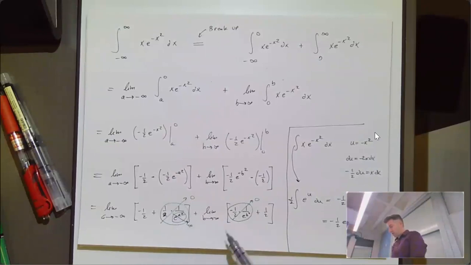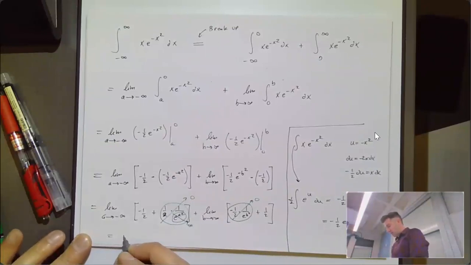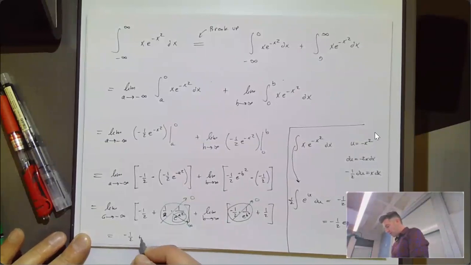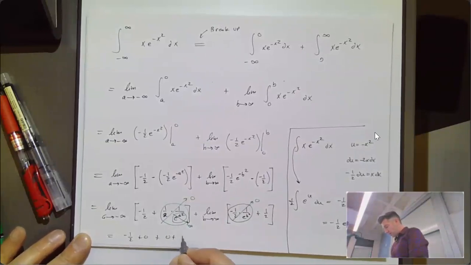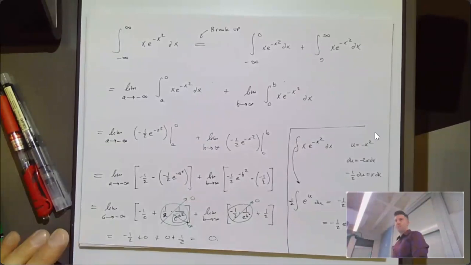Same deal here. So here I'm left with a negative 1/2 plus 0 plus 0 plus 1/2, which ends up being 0. So the whole thing's 0? Yeah, the whole thing's 0, and here's why.